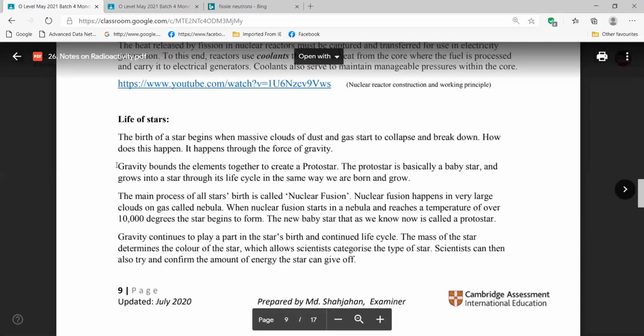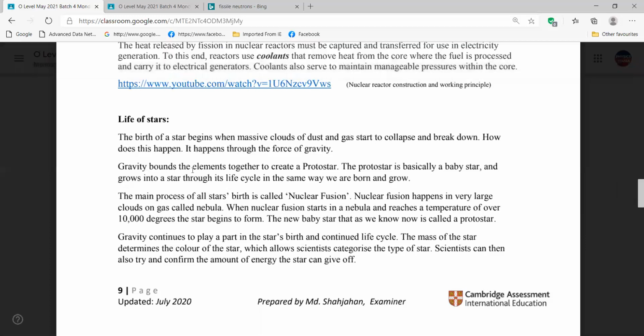Then my first question was, how does gravity form? Means how does it start to form? Gravity means it pulls things. That's why I gave you here some idea. Gravity bounds the elements together. That means gravity means the pull, right? Pulling of all the masses to each other. That is called gravity. All the masses are attracting each other. That is called gravity, isn't it?